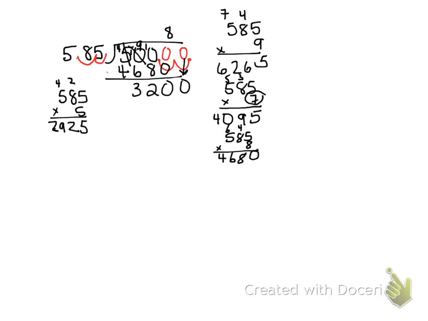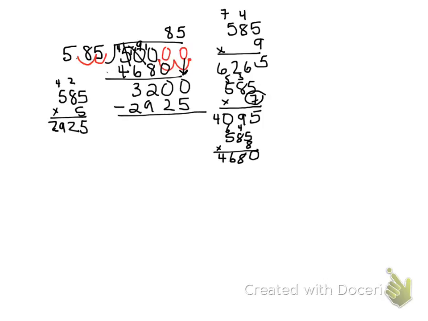Now, if we think about it, we can't fit another 585 into 2,925 and still have it be less than 3,200. So that means that 5 must be our answer. So 5 times 585 is 2,925. Then I need to subtract them.